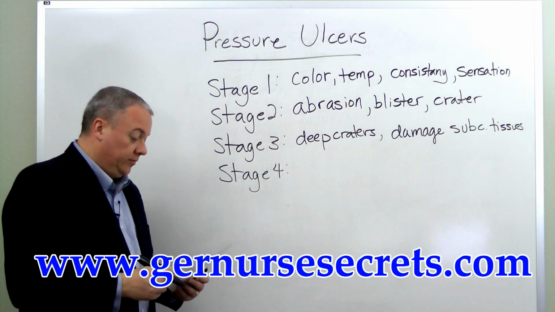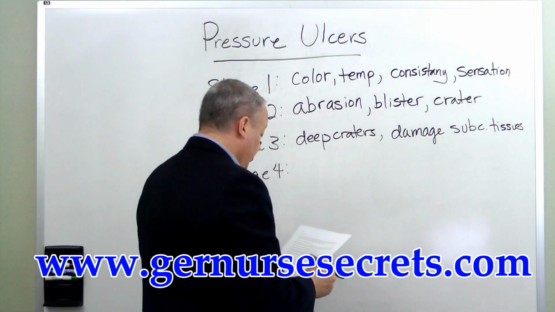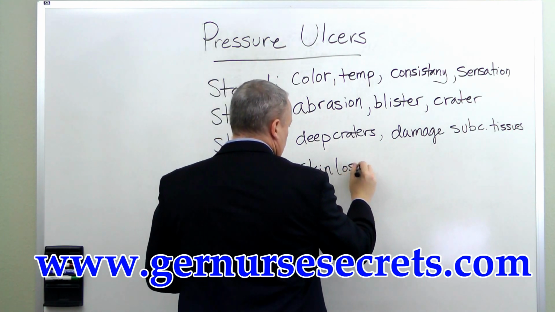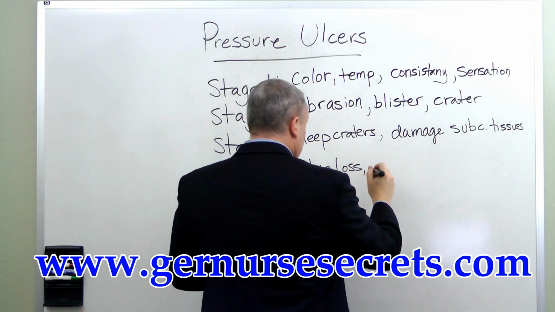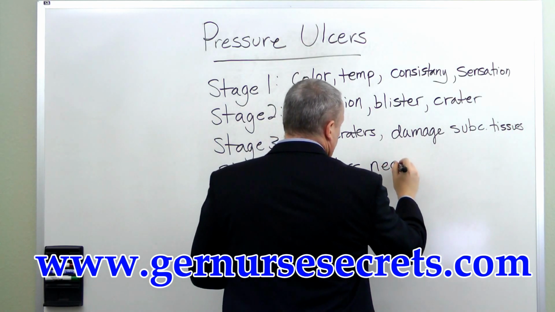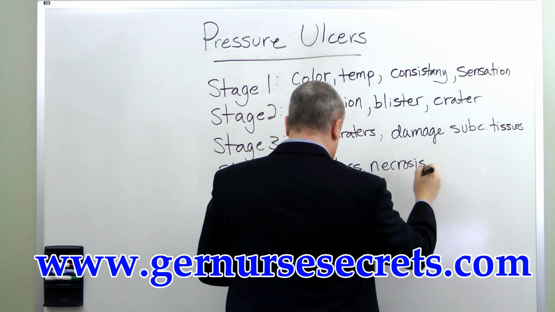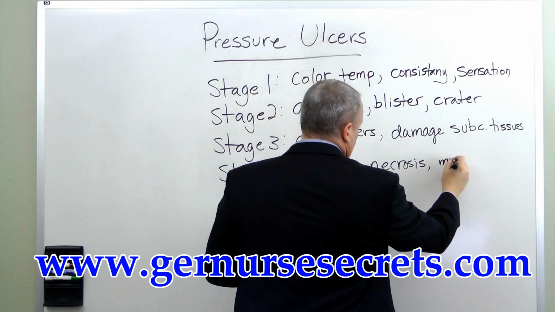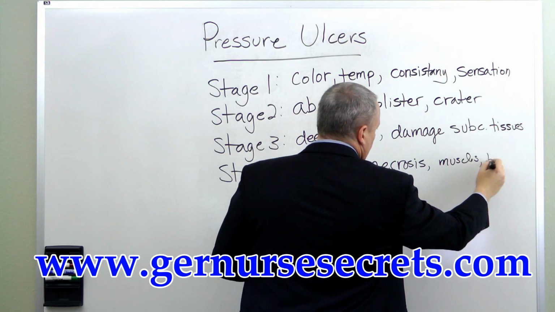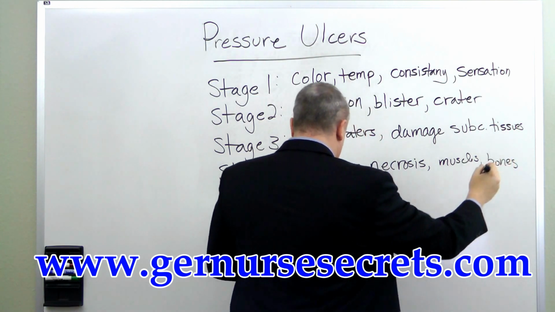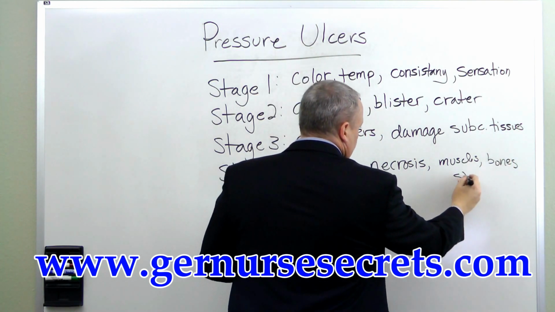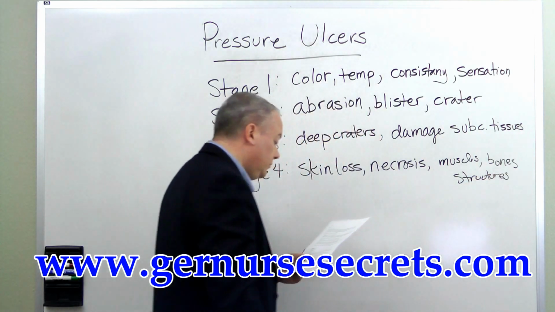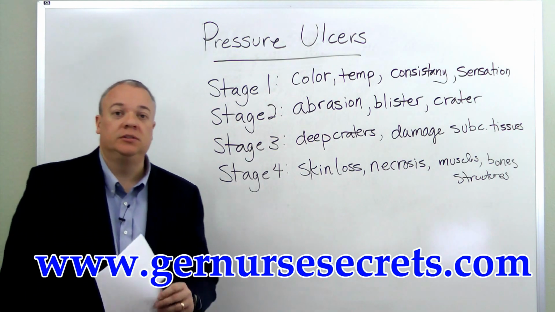A stage 4 ulcer involves full thickness skin loss and tissue necrosis and possible damage to the muscles, bones, and other supporting structures, such as tendons and joint capsules.